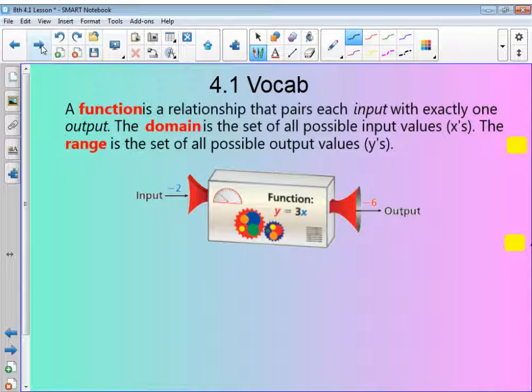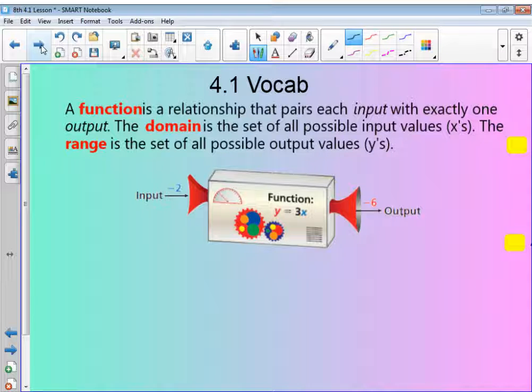The domain is a set of all possible input values, so your x's. Your range is going to be all of your possible output values or your y's. So really you're talking about x's and y's here. They have some different names. So your x's could also be referred to as your inputs. They could also be referred to as domains, okay? Your y's could be referred to as either y's, your outputs, or your range. Okay, so you have domain and range. You also have input, output, and x and y. Okay, they all are representing the exact same thing. It depends on what you're working with as to what terminology they're using.